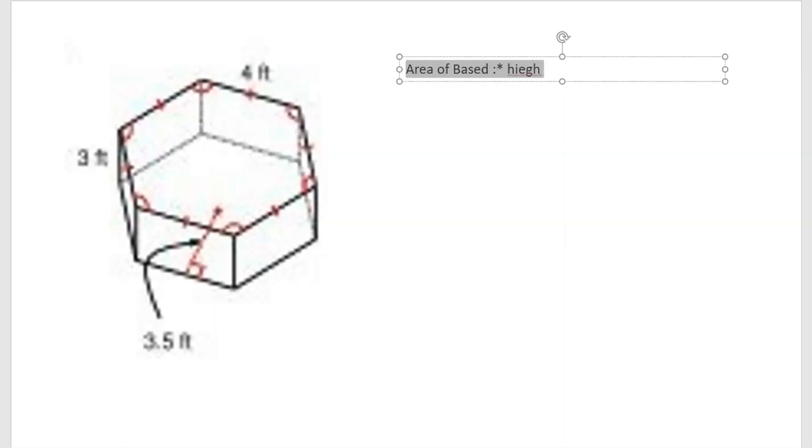Okay, our third one. Area of the base times the height. We'll give you the formula. Area of the base times the height. So, area of the base, it is a hexagon.